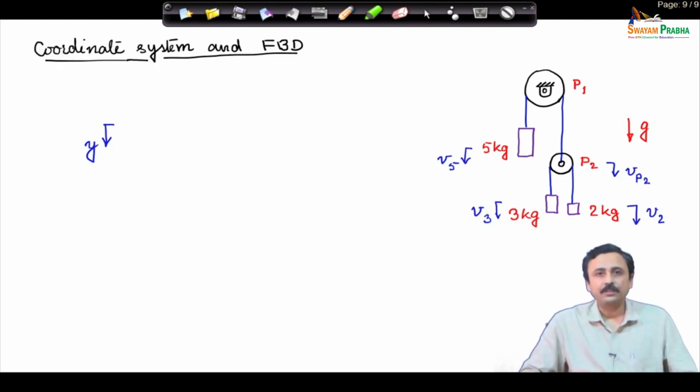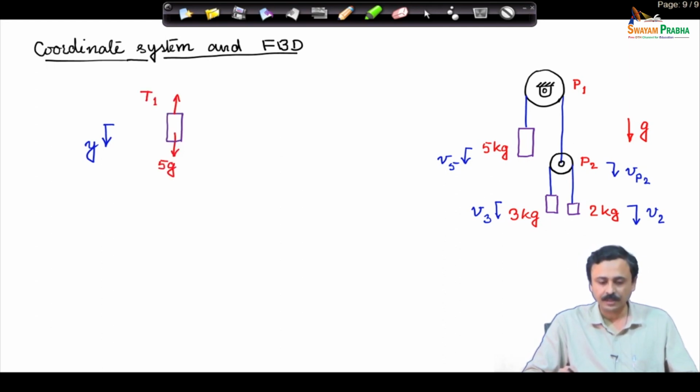First, we start with the coordinate system. As usual, the first step in applying Newtonian dynamics is to set up the coordinate system. I have chosen the y coordinate vertically downwards as positive. Therefore, all the velocities of these bodies, the masses and the pulley P2, which will also move, are all taken downward, because they are unknown. Unknowns can be taken in any direction, so I am taking these velocities as downwards. Then the second step is drawing free body diagrams.